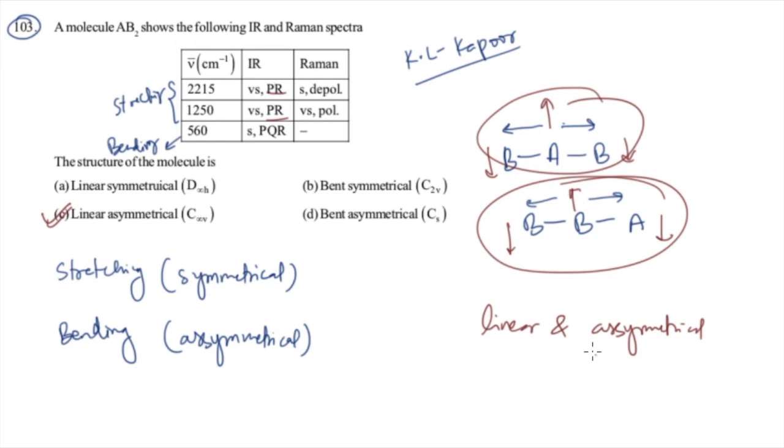So remember this thing, that for a linear molecule, your IR bands are PR for the symmetrical stretching frequency. And if you want to understand this in more detail, please follow the KL Kapoor book. Over there, this topic is given in much detail. And this is actually data given for the N2O molecule. So that's how the answer will be C infinity v. So this was how this has to be solved. Let's take some more questions and see how they have to be solved.